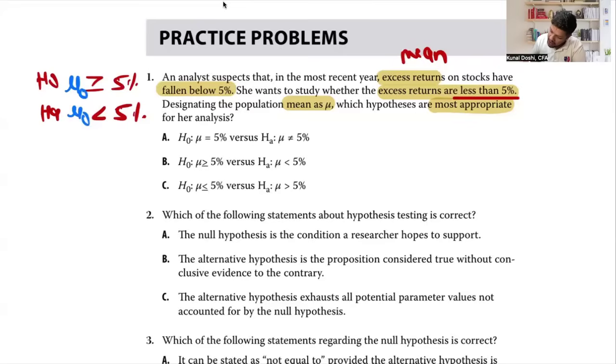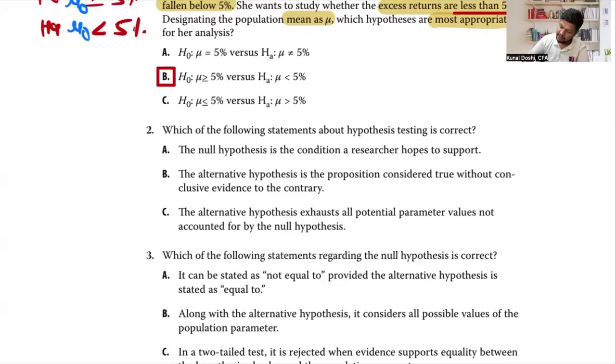So, conclusion, what happens here? They have asked me which one is the correct test. So definitely I will go with the B part. Okay. The B has null as greater than or equal to, alternate as less than. Why so, guys? I'll repeat again, because the null always has the equal to sign, which the alternate doesn't have. Had they given in the statement here excess returns are less than or equal to, then I would have kept that as a null statement. Got it, everyone? Yes. By the way, it's a one-tail test.